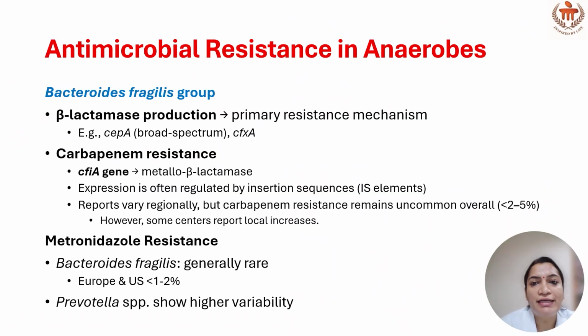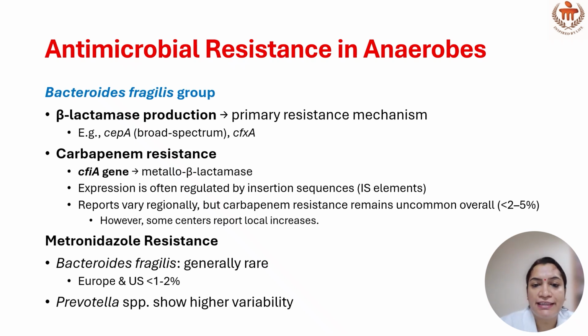So antimicrobial resistance in anaerobes, the most commonly discussed organism is the Bacteroides fragilis group. As I've already mentioned, the penicillin group of drugs have minimal activity against the Bacteroides fragilis group because of the production of the beta lactamase enzyme. Carbapenem resistance is linked to expression of the CFIA gene, which is a metallo-beta lactamase, and expression is often regulated by an insertion sequence.